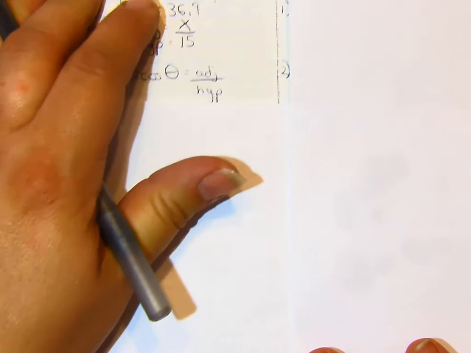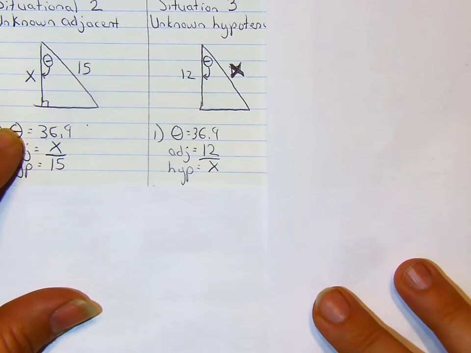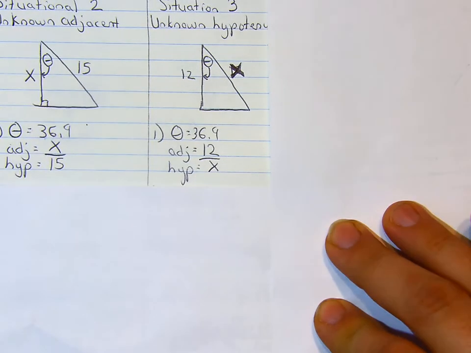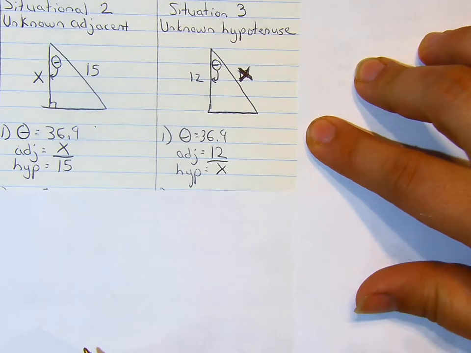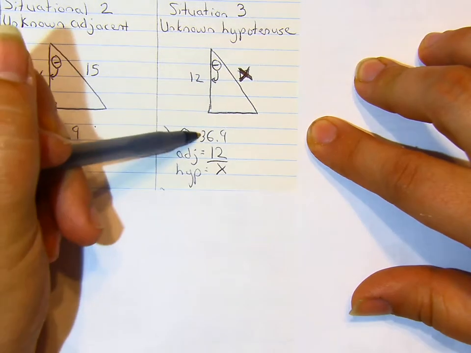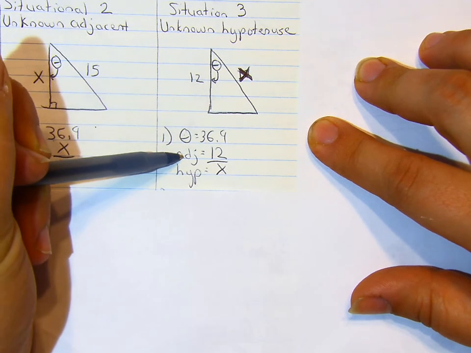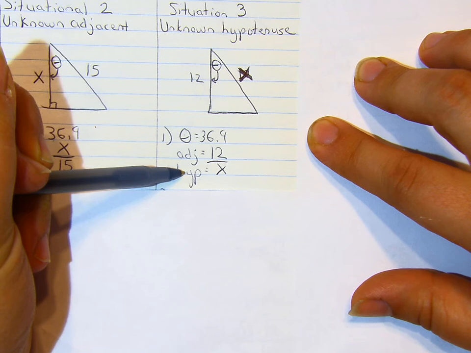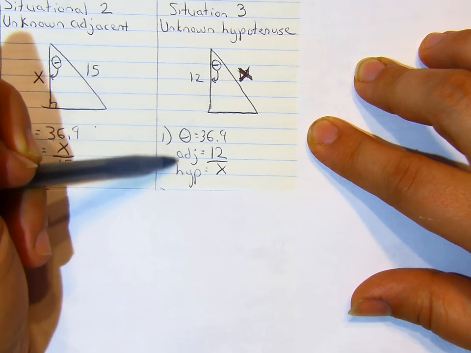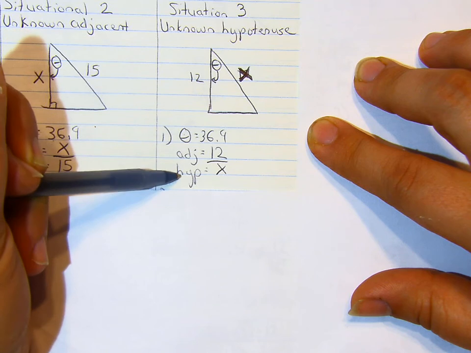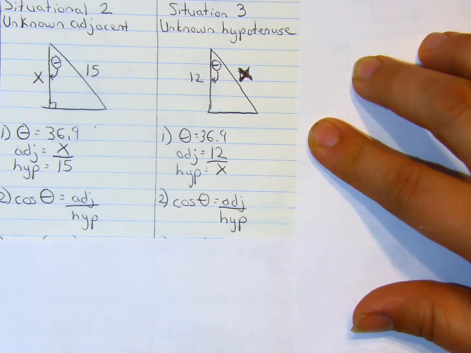So let's look at our last possible situation, which is what if we're looking for our hypotenuse. Again, step one, identify our pieces. We have a known theta, we have a known adjacent, and we have an unknown hypotenuse. Well, cosine deals with adjacent and hypotenuse, so that is the formula that we're going to use. And that is our ratio, or our formula.